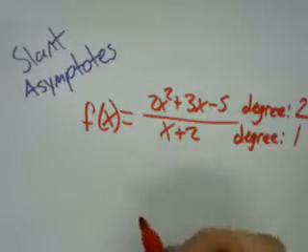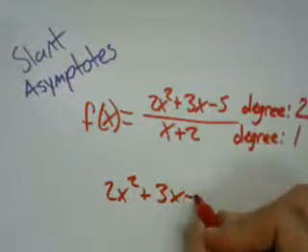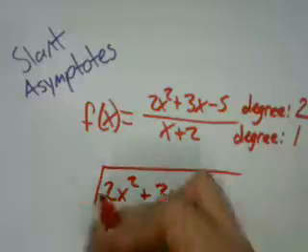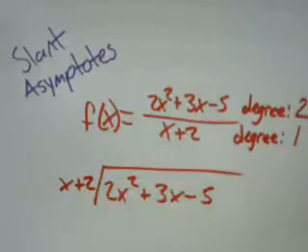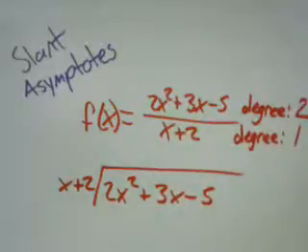So here I actually have to take 2x squared plus 3x minus 5 and divide it by x plus 2. Now this can be done with synthetic division because there's no coefficient on the x and it's got a power of 1. We could do synthetic division and get the same answer, but that is not always applicable, so I'm going to show you the way you can always do it, and that's with long division.